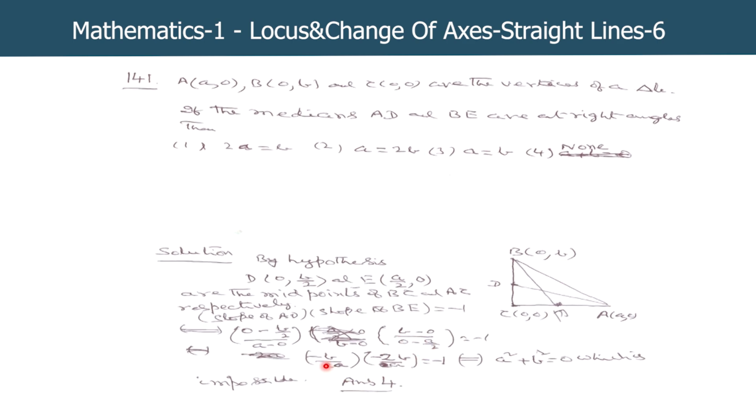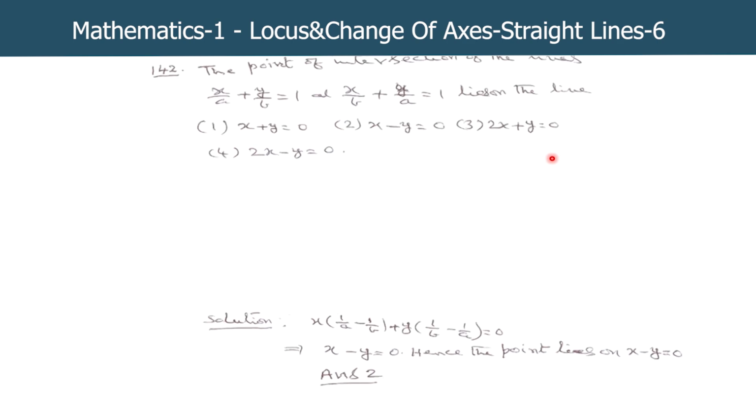So, that is if and only if (minus b by 2a) into (minus 2b by a) is equal to -1, or that is a square plus b square is equal to 0, which is impossible. So, that means there is no such triangle. These three points cannot be vertices of a triangle such that the medians are at right angles to each other. Therefore, the correct option is none, which is 4.